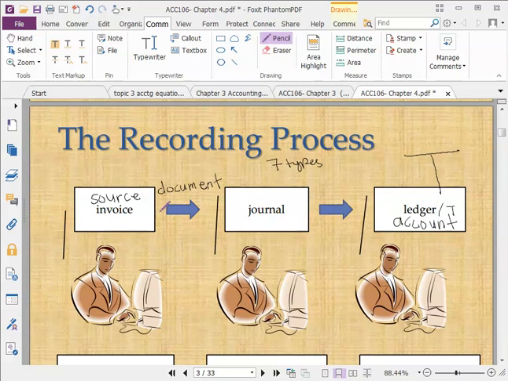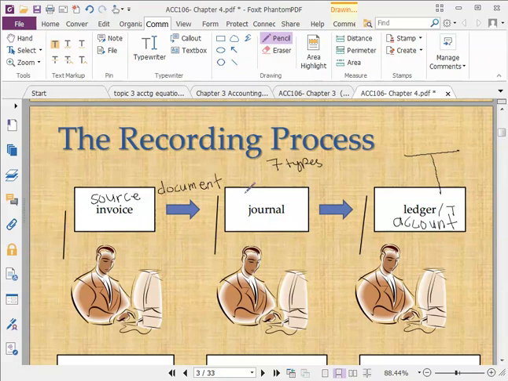If there is no source document, it means there is no evidence for us to record. So the source document is very, very important. In the first step, there must be a source document. If the company does not keep the receipt, it will be a problem later.